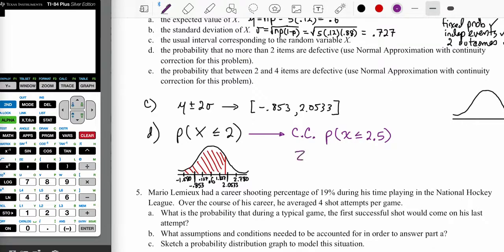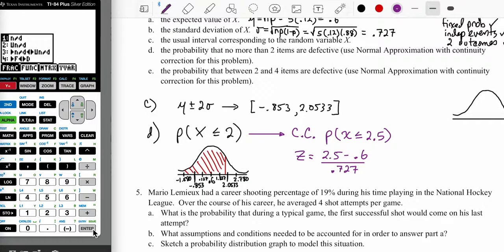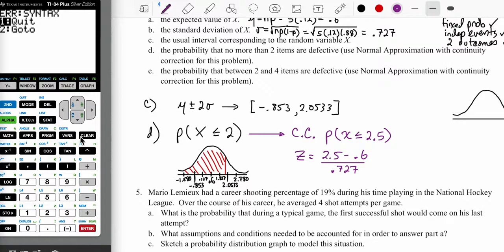So the z-score is going to be 2.5 minus 0.6 over 0.727. Crunch some numbers, bring up my calculator, bring up my fraction tool, 2.5 minus 0.6. I shouldn't have hit enter. If you get a syntax error, it brings you to the scene of the crime. 0.727. So we're looking at 2.613.